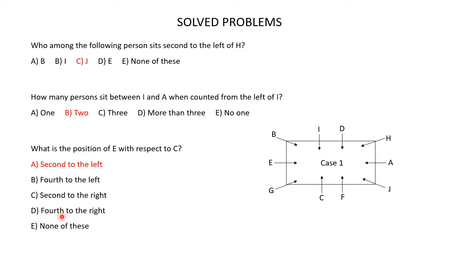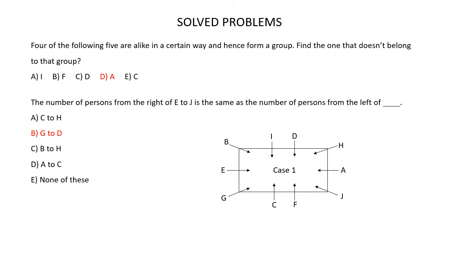Option D says E sits fourth to the right of C. Fourth to the right of C is 1, 2, 3, 4. H is sitting fourth to the right of C, not E. So option D also is wrong. So the correct answer is option A. E sits second to the left of C. This is the final seating arrangement for the given problem. Let's answer a few more questions based on this final seating arrangement.